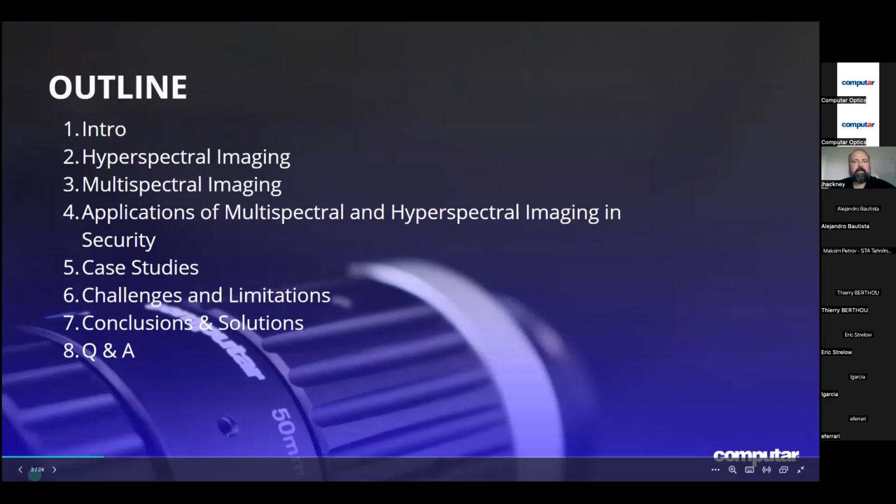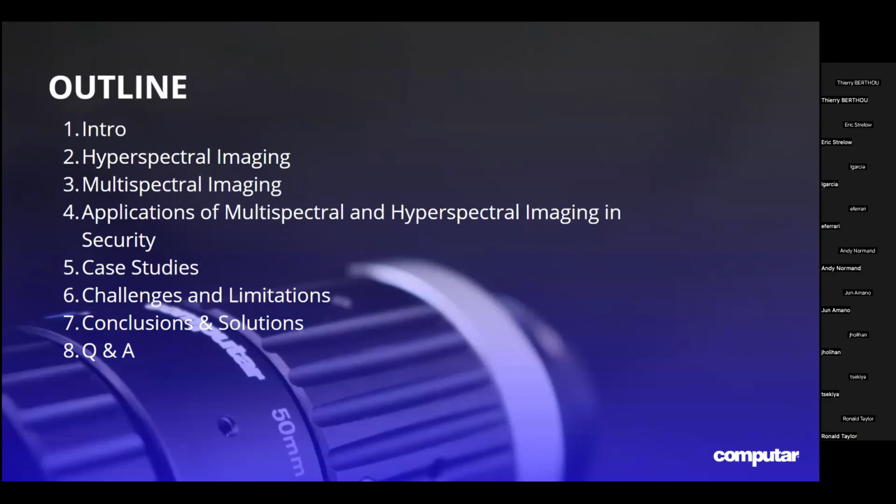Good morning, everyone. In this webinar, we're going to talk about multispectral and hyperspectral imaging and security. First, we're going to start with an introduction into the multi and hyperspectral realm. And next, we're going to go over the differences between the two. Then we're going to talk about different applications of multispectral and hyperspectral imaging and security. After that, we'll go over some case studies. We're going to talk about some challenges and limitations, and then we're going to state some conclusions and talk about some solutions. And finally, we're going to have a Q&A.